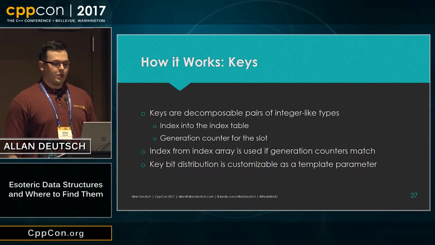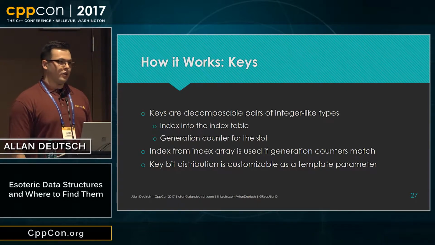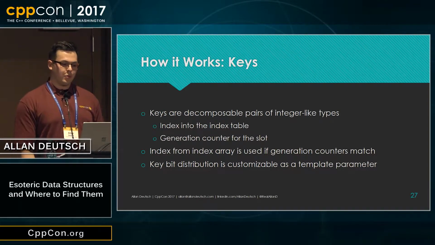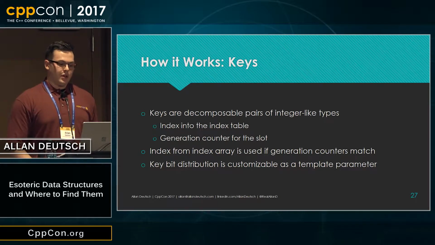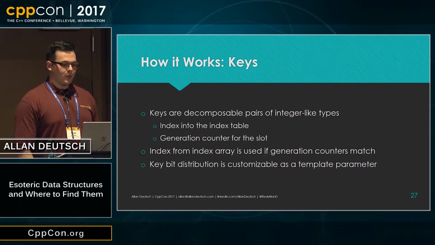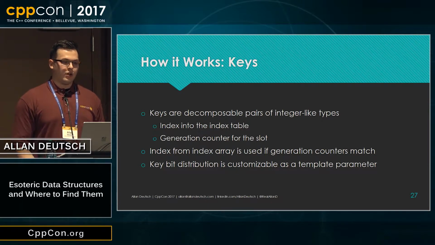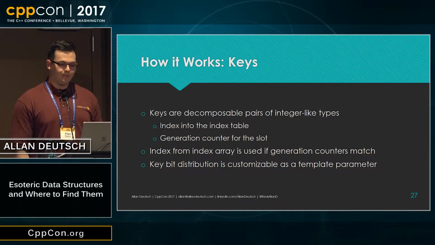So the way that it works is the keys are some sort of decomposable pair of integers, at least in the current state of the proposal. So the first is the index and the second is the generation. And the index from the index array is used when the generation counters have been detected to match, and then the keys can be tuned a bit by the user as a specified template parameter.